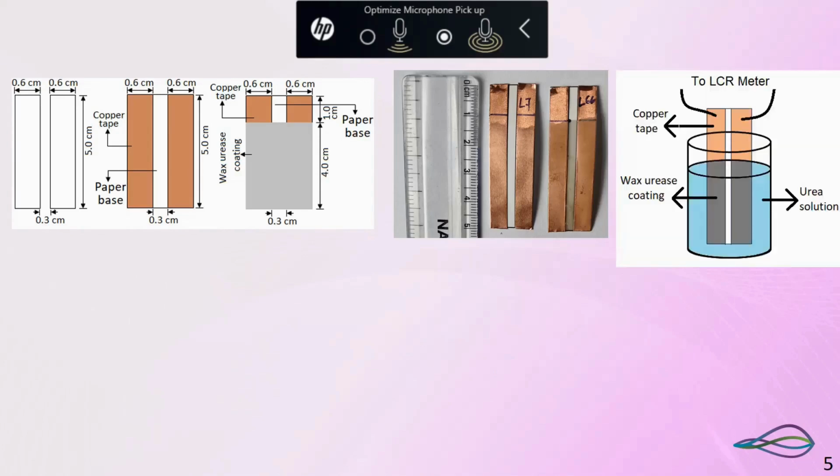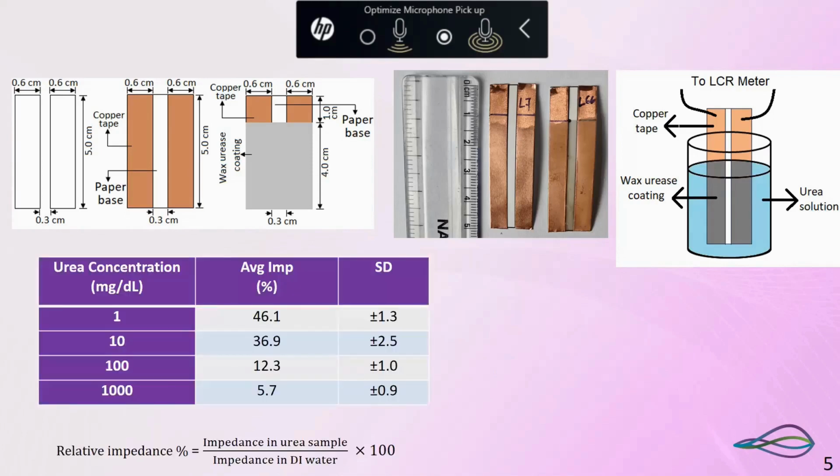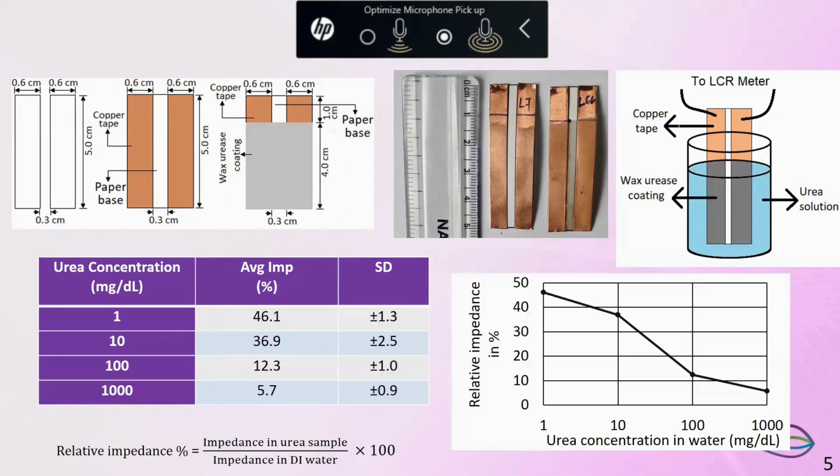So we will dip these into the sample, and these will go to the LCR meter. So this is the average impedance. We have taken the relative impedance for that, and it is showing a linear response from 1 mg per dL to 1000 mg per dL with standard deviation less than 5%.